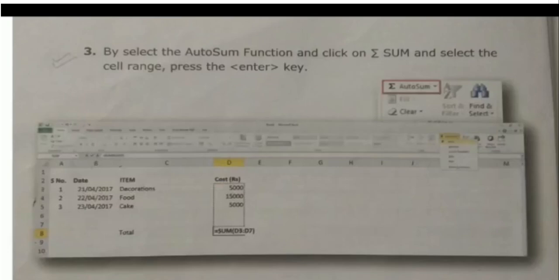And children, the third method is the auto sum option. Firstly, you will select the cell range you want to add. Select the cell range and click the auto sum option. Then it will calculate automatically.